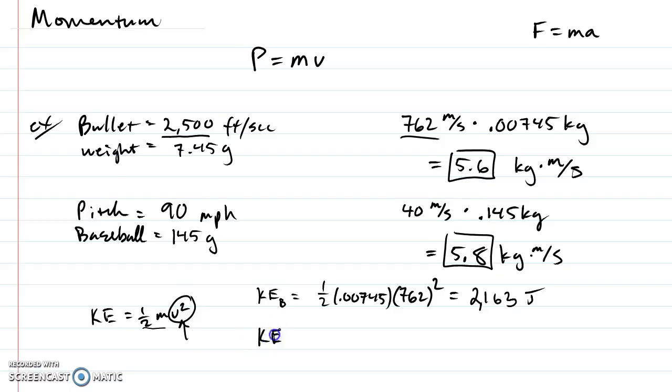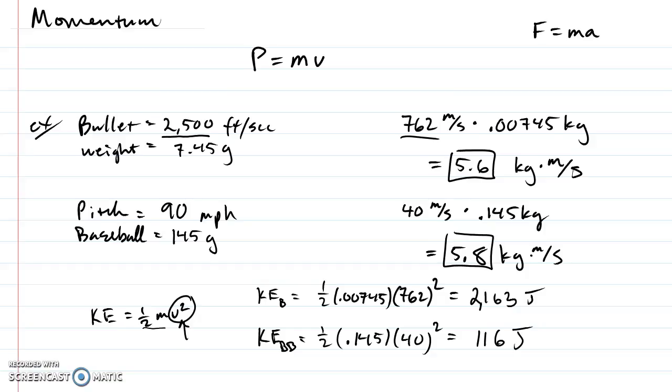Let's do the kinetic energy of the baseball. That would be 1/2 times the weight, which is larger, but the speed is much slower, so we're going to have 40 squared. Crunching the numbers now, I get 116 joules. So around 100 joules. The bullet actually has 20 times more kinetic energy just because of that speed.